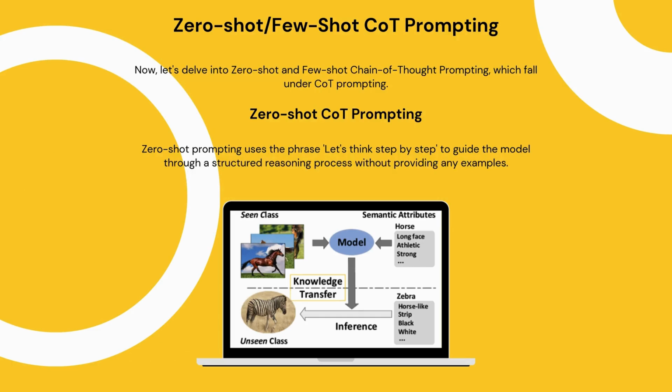Zero-shot/few-shot CoT prompting. Now, let's delve into zero-shot and few-shot chain of thought prompting, which fall under CoT prompting. Zero-shot CoT prompting. Zero-shot prompting uses the phrase, "let's think step by step," to guide the model through a structured reasoning process without providing any examples.